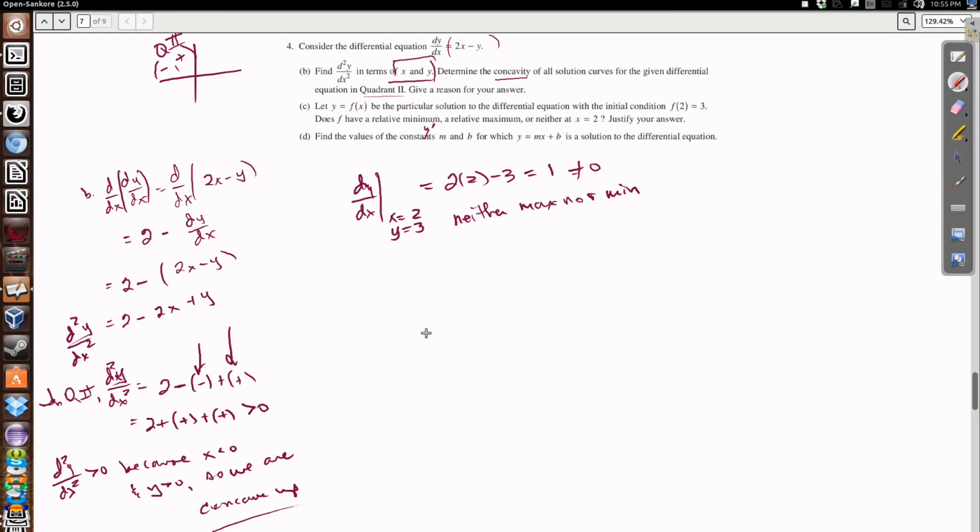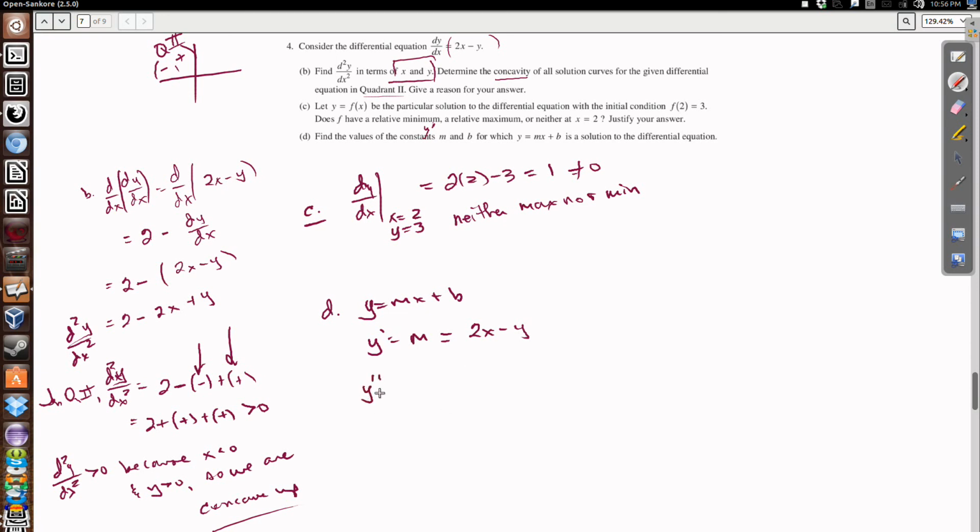And then finally, part D, it says find the values of the constants m and b for which y equals mx plus b is a solution to the differential equation. So this was part C. In part D, if I know that y equals mx plus b, then my derivative is just going to be m. But I know that my derivative is supposed to be 2x minus y. So I have this equation involving m, x, and y.